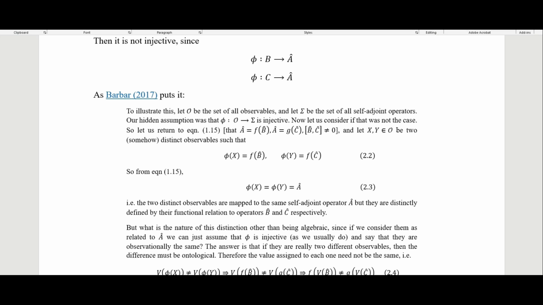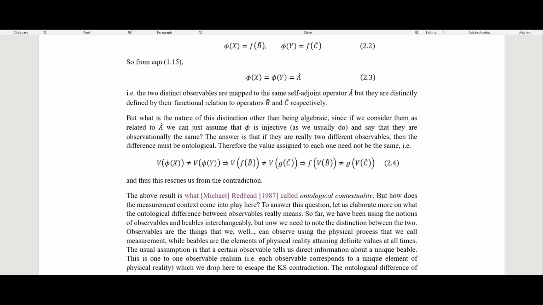And we say that X and Y are elements of these observables, so they are two somehow distinct observables, such that the mapping here of X is equal to this F of B here. So it's equal to A, which is what we're showing down here. And it's also equal to this mapping of C, which is also what we're showing down here. So in other words, the two distinct observables are mapped to the same self-adjoint operator A, but they are distinctly defined by their functional relation to operators B hat and C hat respectively. But what is the nature of this distinction other than being algebraic, since if we consider them as related to A hat, we can just assume that phi is injective, as we usually do, and say that they are observationally the same? The answer is that if they are really two different observables, then the difference must be ontological.